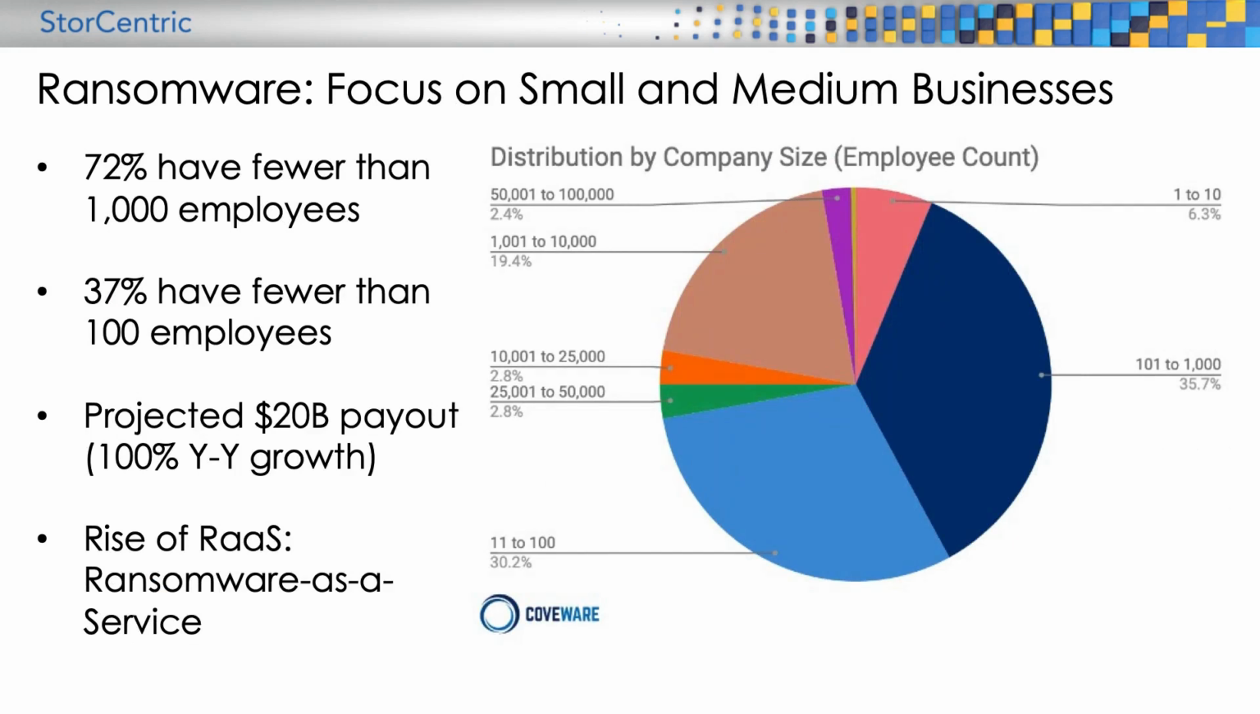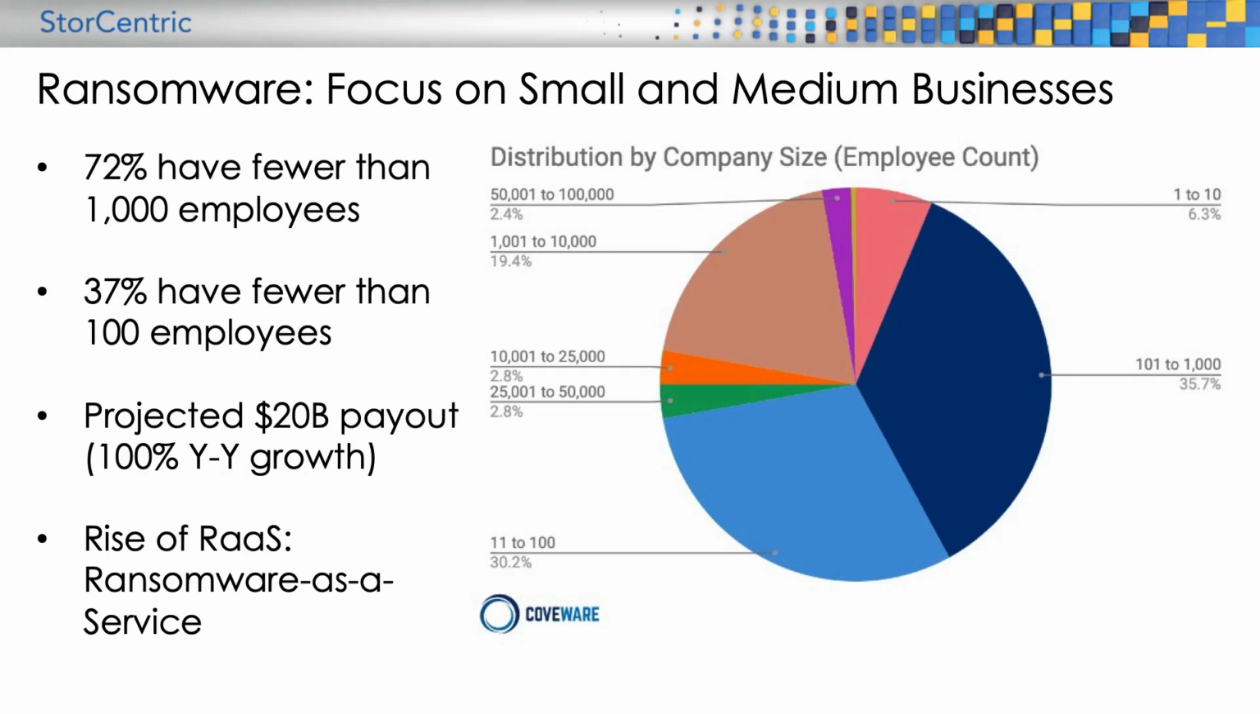72% of targeted businesses have fewer than 1,000 employees, and 37% have fewer than 100. These aren't large corporations with the resources to plan for this vector of attack. These are small businesses that have 1 or 2 IT administrators on staff, or even no in-house IT.